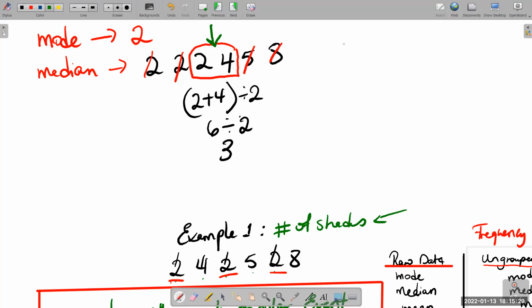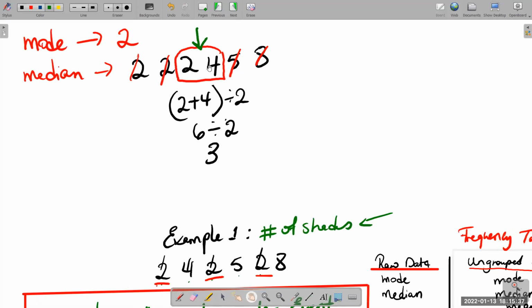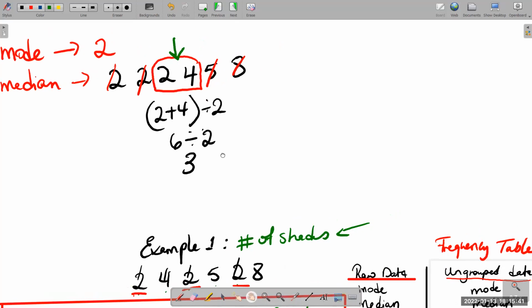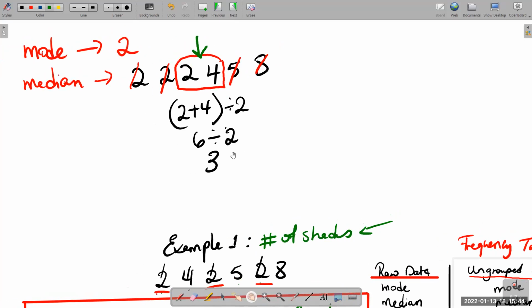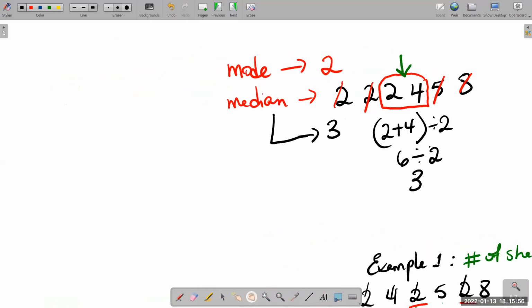Everybody seeing what I'm saying here? So I'm going to give you an example on the side that has odd numbers. So this was an example using an even amount of numbers. Let's look at an option that has an odd amount of numbers. So our answer is 3. 3 is the median. So let's just look at another example before we move on.